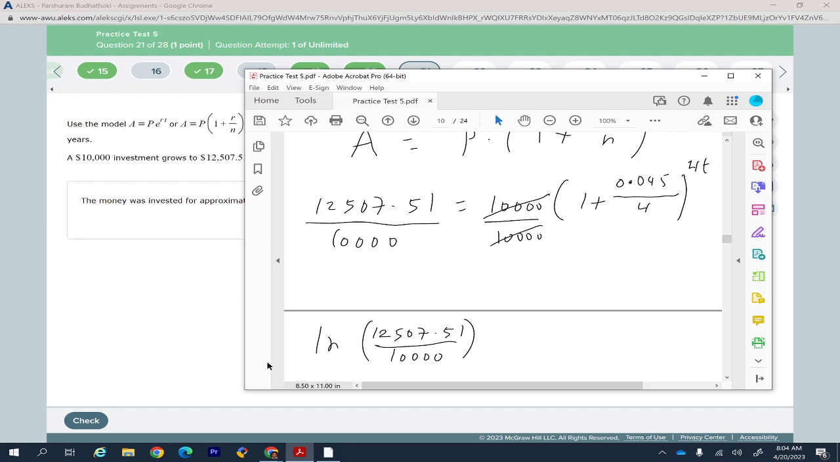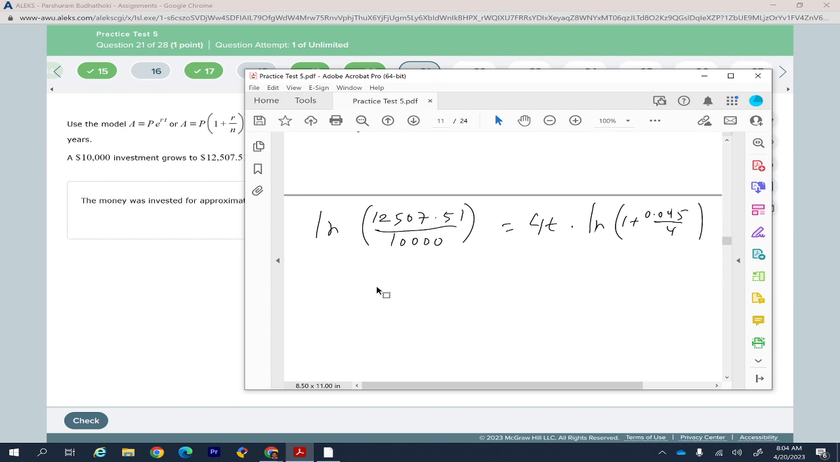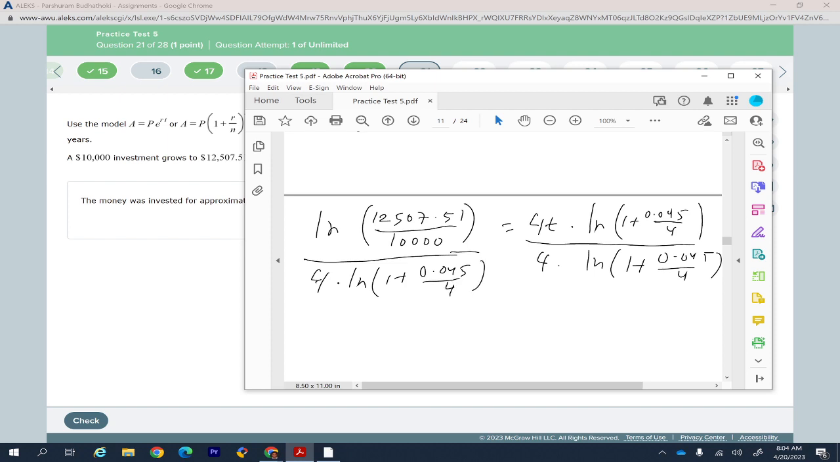If you take ln both sides, this 40 comes in the front and you have ln of 1 plus 0.045 over 4. So now to find the value of t, just divide both sides by 4 times this expression, ln 1 plus 0.045 over 4. So by doing that, you can find out the t.